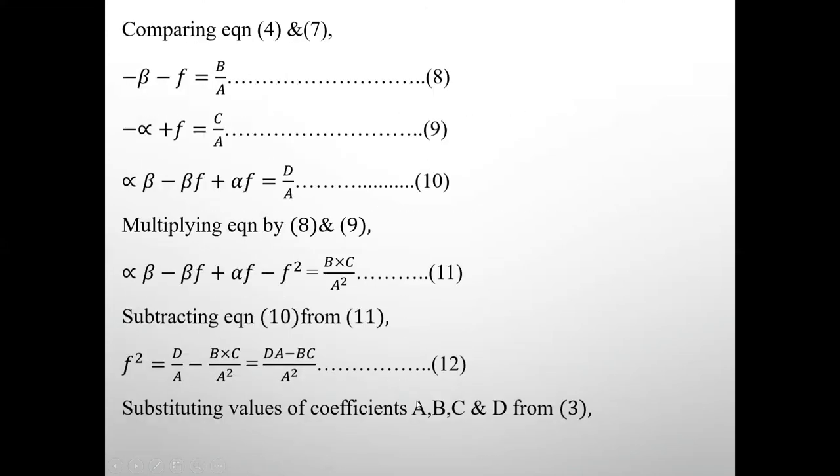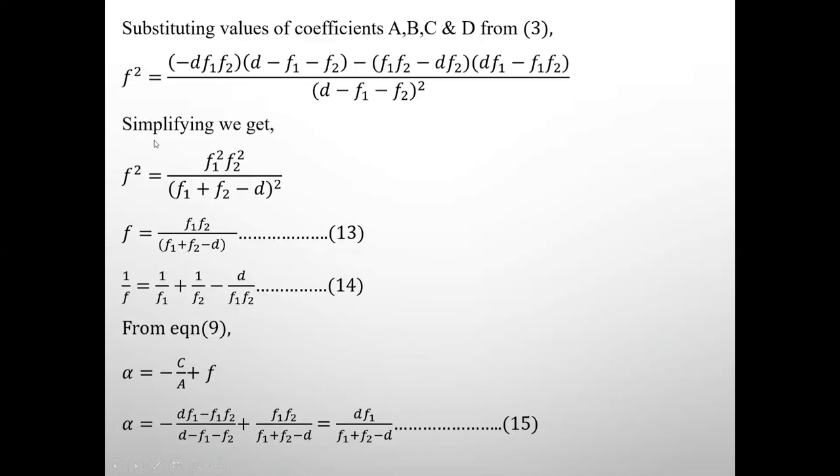So F square is equal to minus F1F2 into D minus F1 minus F2, minus F1F2 minus DF2, second bracket DF1 minus F1F2, upon D minus F1 minus F2 bracket square. Simplifying, we get F square is equal to F1 square into F2 square upon F1 plus F2 minus D bracket square. So F is equal to F1F2 upon F1 plus F2 minus D, equation 13. So 1 upon F is equal to 1 upon F1 plus 1 upon F2 minus D upon F1F2.